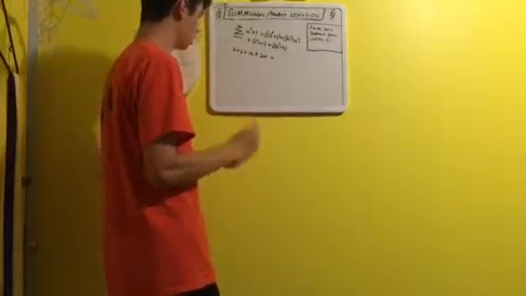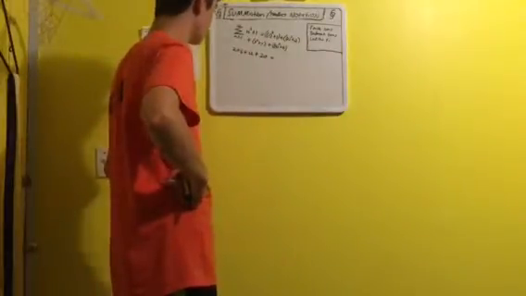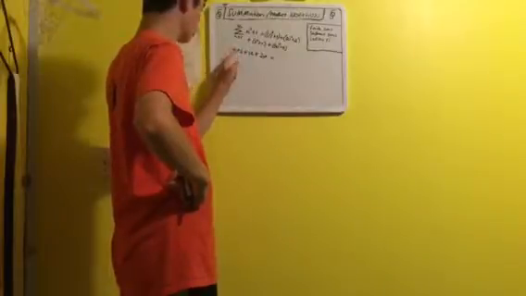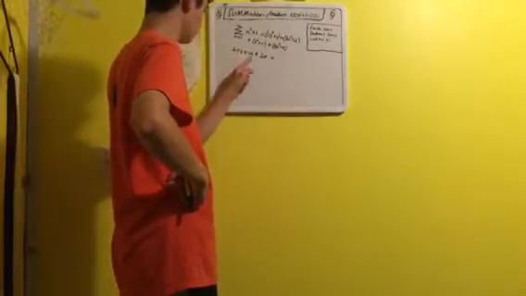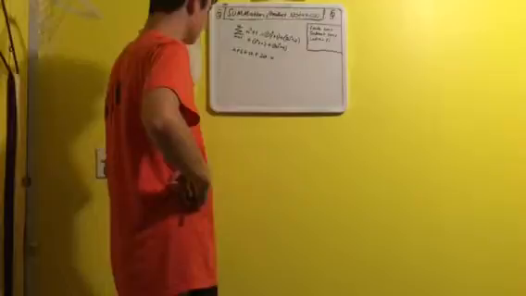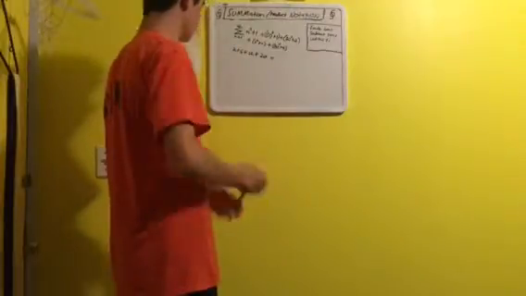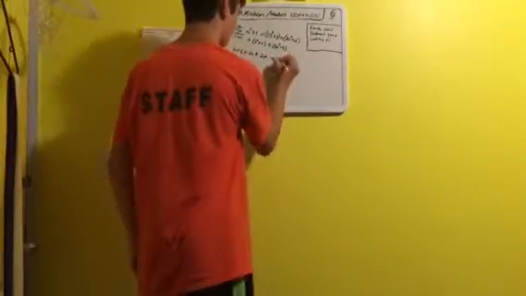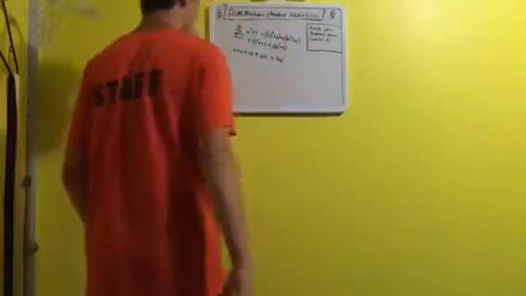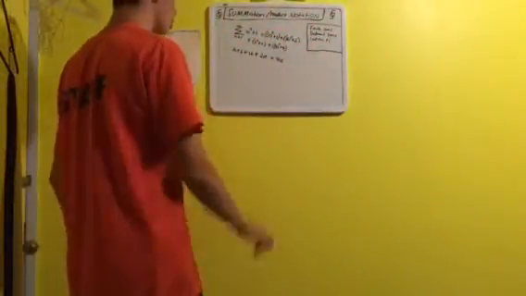So, let's see if I can do this off the top of my head. So, 6 plus 2 is 8. I believe that's 40. Let me just check my math on that. Couldn't find the calculator, sorry. Yeah, that's 40.